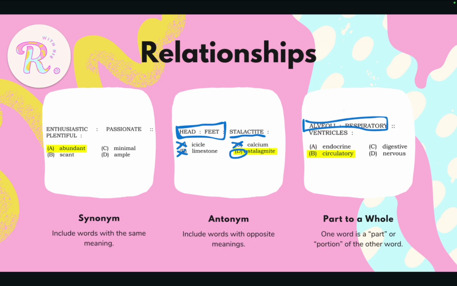So alveoli is the little air sacs in the lungs. So that means that alveoli is a part of the respiratory system. Now that we know the part to a whole relationship that they have, we have to apply that to the second pair of words. So ventricles is a part of what system? So we have here endocrine, circulatory, digestive, and nervous. So ventricles is a chamber of the heart and thus it belongs to circulatory.